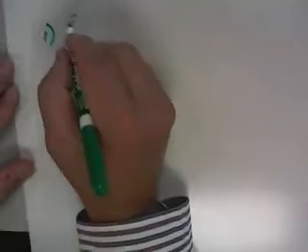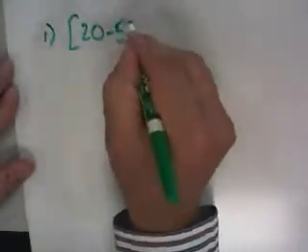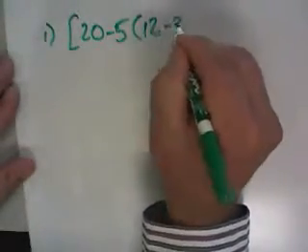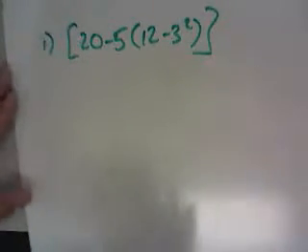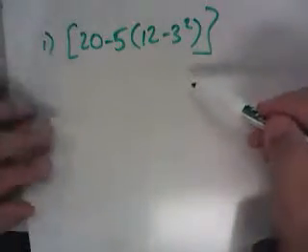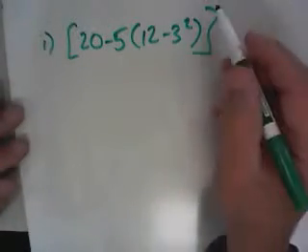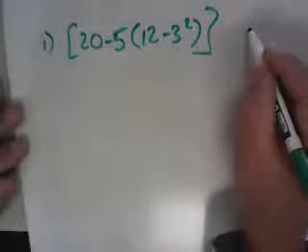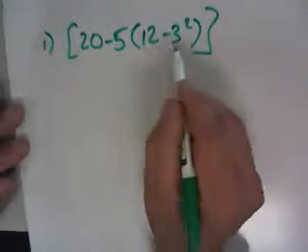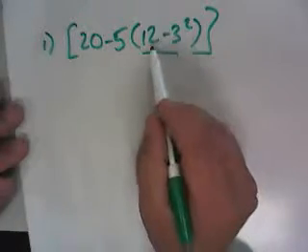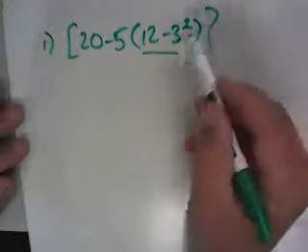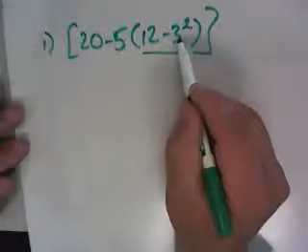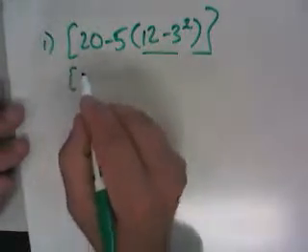Number one was one where you had to follow the order of operations, and we had 20 minus 5 and then in parentheses 12 minus 3 squared. It looked like that. So we're going to go one step at a time. Sometimes people try to do too much in one step. But if we follow the order of operations, remember we're doing the parentheses first. So I'm going to do what's in parentheses first. Specifically, I can go 12 minus 3 or I can go 3 squared. But if I follow the order of operations, I want to do the exponents before I subtract. So 3 squared is 9.